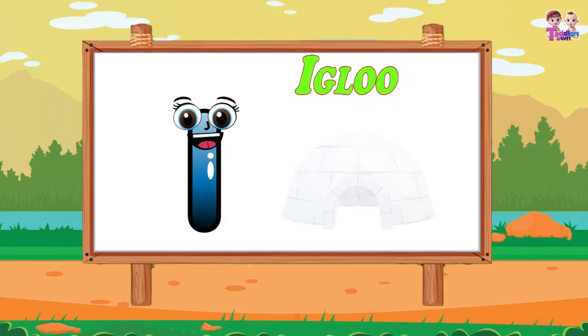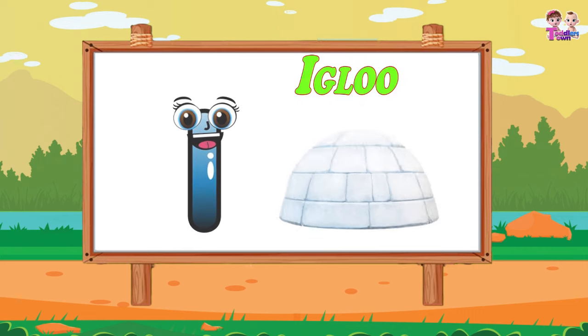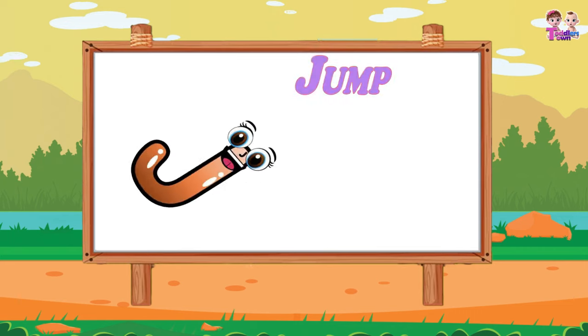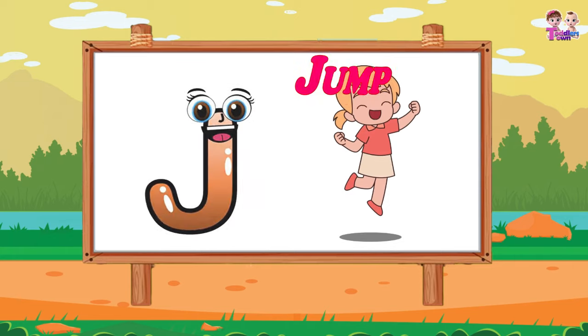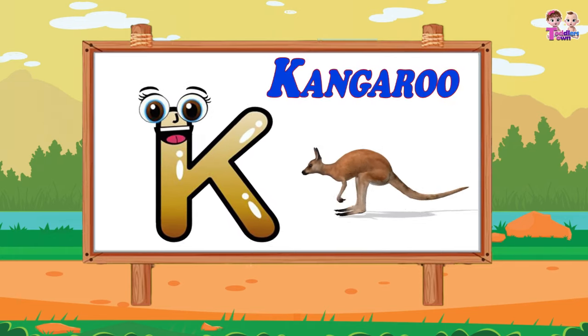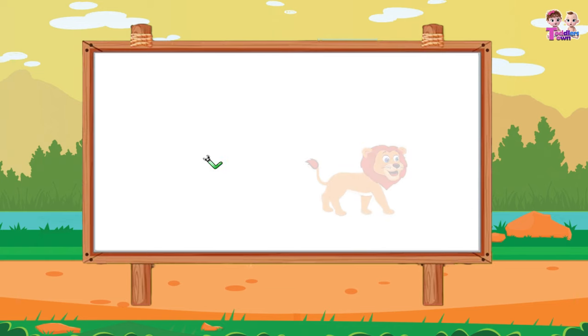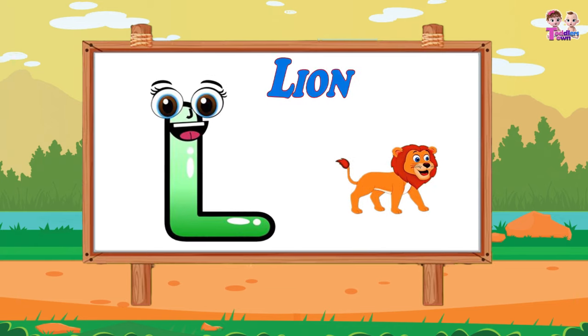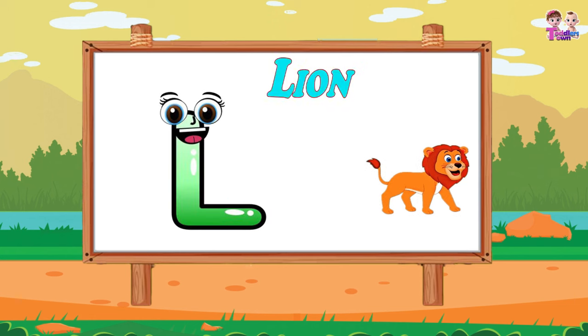I is for igloo, igloo. J is for jump, jump. K is for kangaroo, kangaroo. L is for lion, lion.